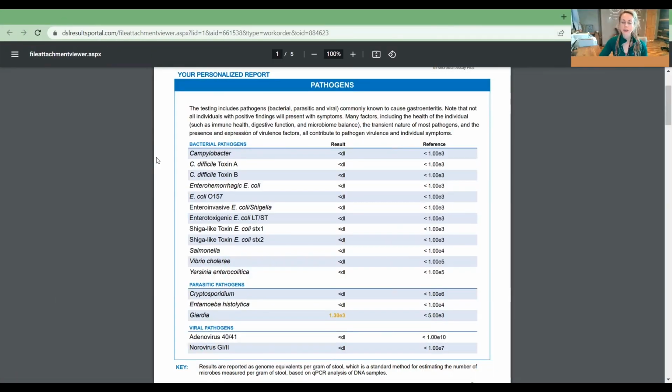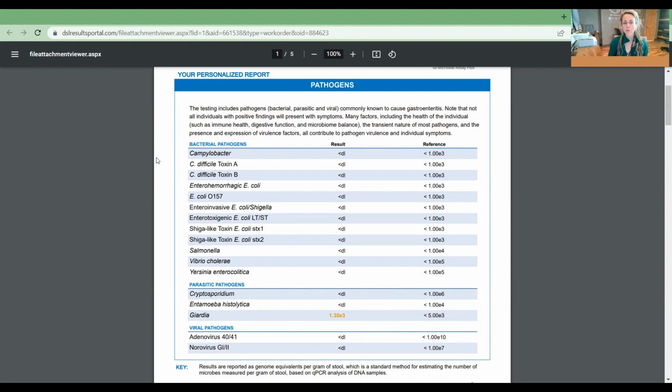So when we're looking at a comprehensive stool test, as I mentioned, we're looking at pathogens and parasites. On this first page, I want to point out that we're looking for pathogenic bacteria here, so things like C. diff, E. coli, Salmonella. If we look in the middle where it says detectable limit, that's the DL, and then over to the right, it's 1.00 E3 or E4, E5. So this is looking at how much of this is in per gram of stool.